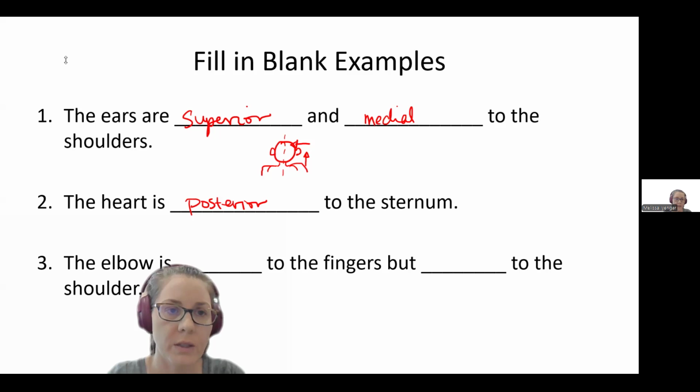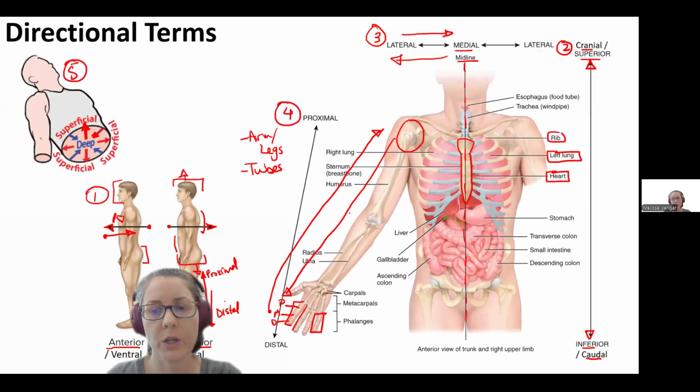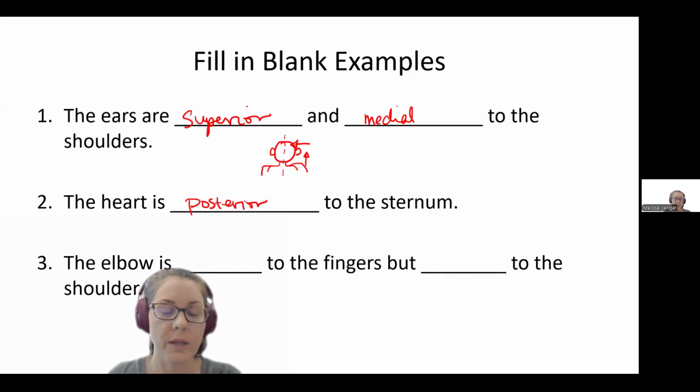All right, so this last one is the elbows blank to the fingers, but blank to the shoulder. And you might want to go back and look at this picture to help you with this because the elbow is right in the middle. And this is often a more difficult sentence because since the elbow is right in the middle, you're not sure if it's proximal or distal. Well, it's proximal to some things and distal to other things. It depends on what you're referencing.